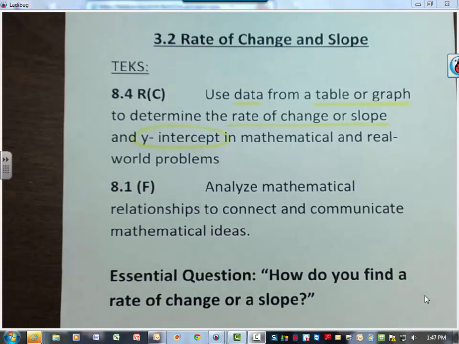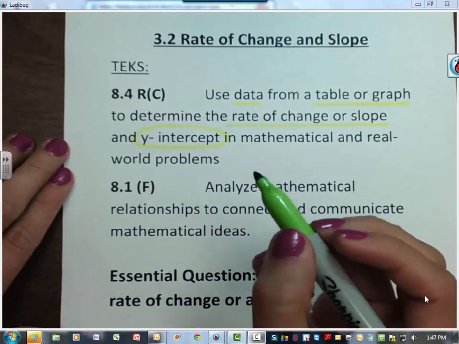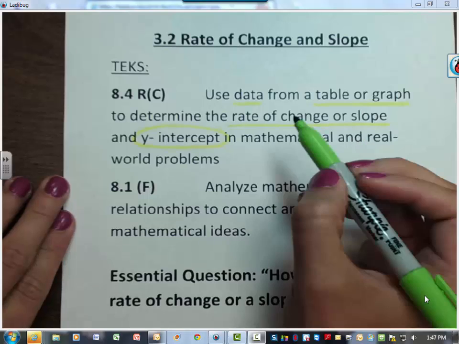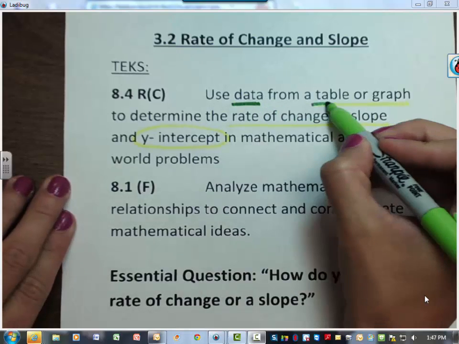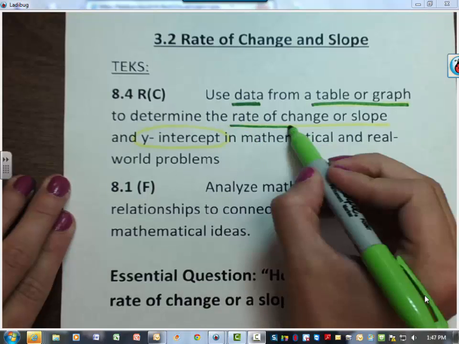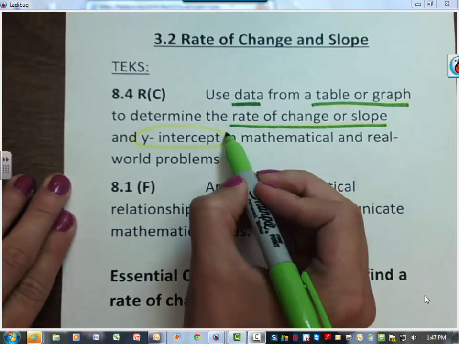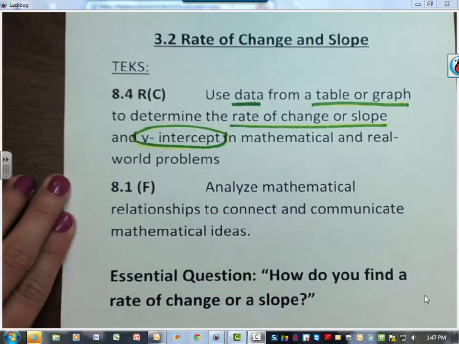So the standard that we're going to be looking at today is 8.4, which says use data from a table or graph to determine the rate of change or slope, and y-intercept in mathematical and real-world problems. And we're also looking at the process standard, 8.1F, which is analyze mathematical relationships to connect and communicate mathematical ideas. Looking back at our standard of 8.4, we are definitely going to look at data from a table or graph to determine the rate of change or slope for this lesson. We're going to get into the y-intercept next week in Module 4.